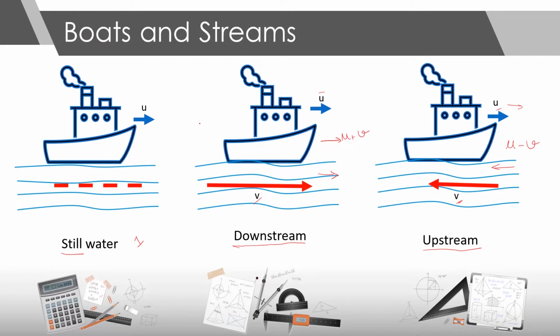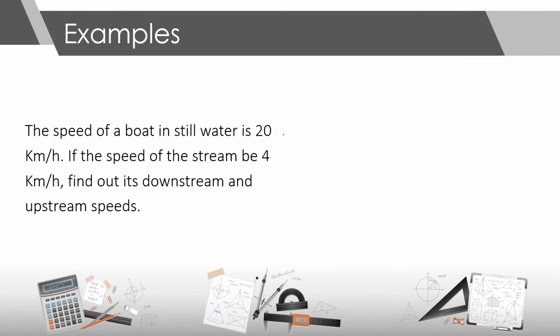Either in still water, the boat is moving at its own speed, which is u, or it is moving along with the stream at a speed of u plus v, or it is moving opposite to the stream at a speed of u minus v. Usually in questions, if we are given the speed of the boat, it is the speed of the boat in still water, not in downstream or upstream. If it is downstream or upstream speed, it will be specifically mentioned in the question and we have to act accordingly. Now let us look at some examples.